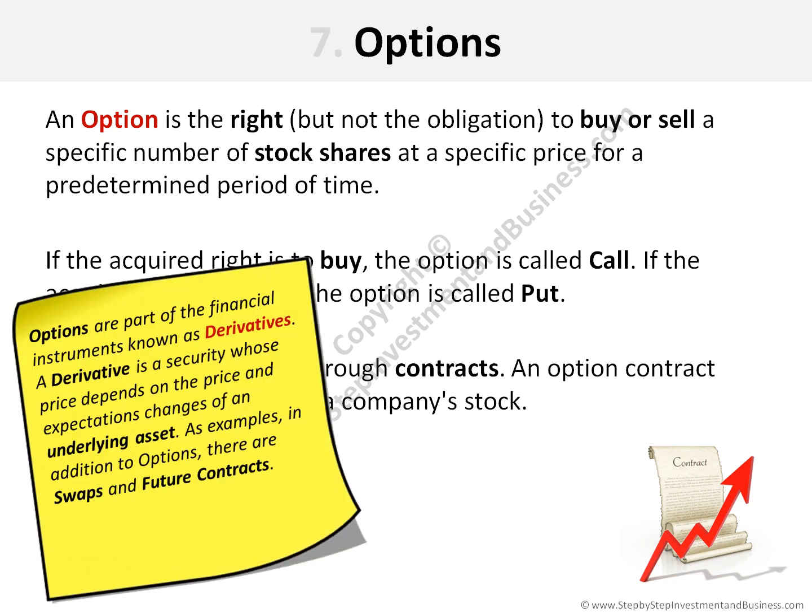Options are part of the financial instruments known as derivatives. A derivative is a security whose price depends on the price and expectations changes of an underlying asset. As examples, in addition to options, there are swaps and future contracts.